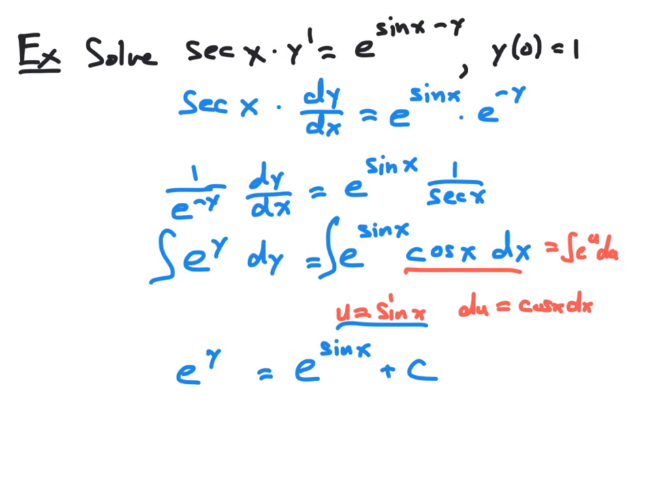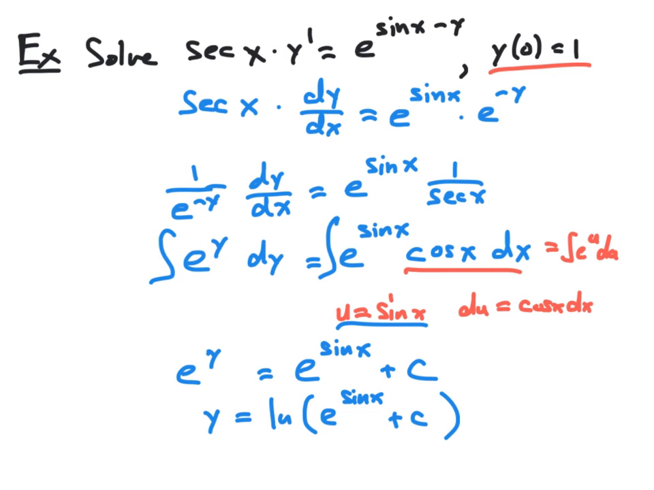We can make it a function of y by simply taking the natural log of both sides. And so y is going to be the natural log of e to the sine of x plus c. The last thing that we need to do in order to solve this differential equation is to use our initial condition, y of 0 equals 1, to find the exact value of the constant c in this solution.